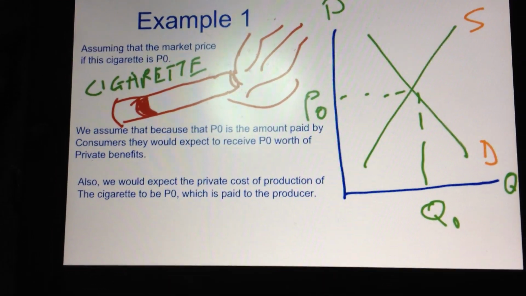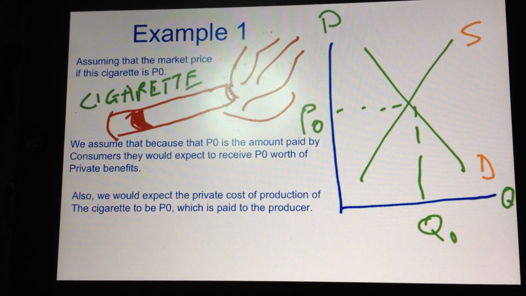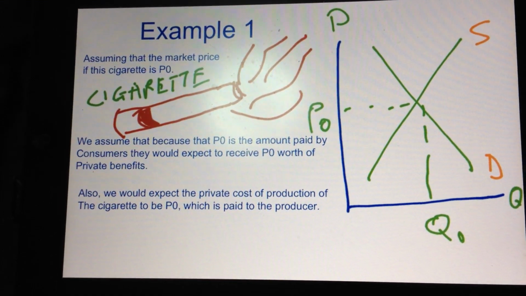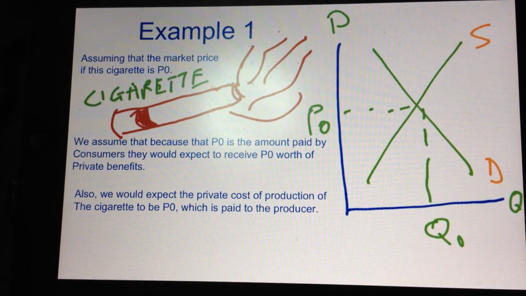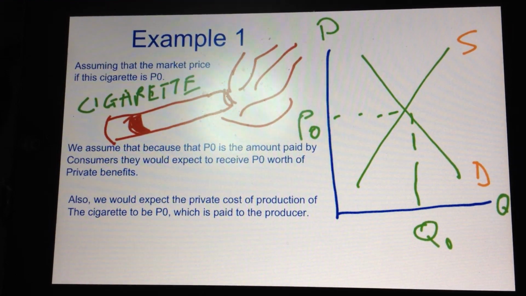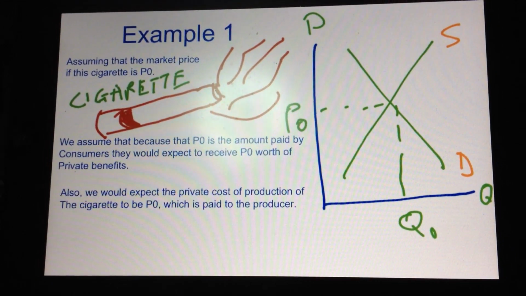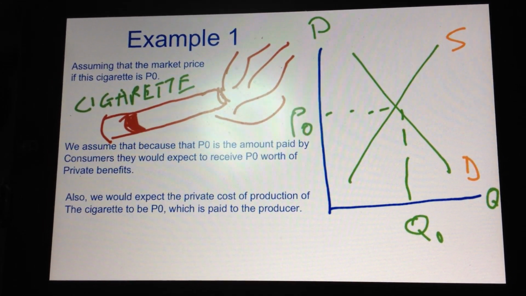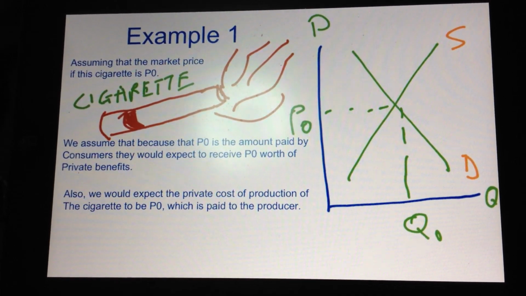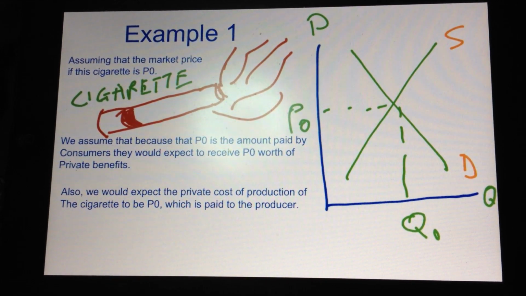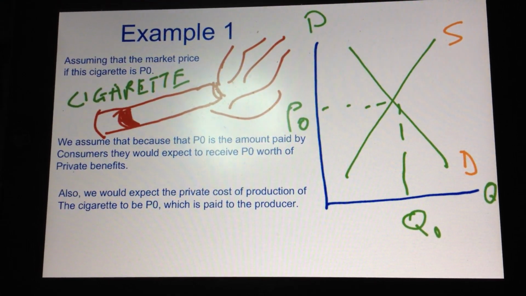Now assuming that the buying and selling of these cigarettes takes place in a market where the market clearing price is P0 and the market clearing quantity is Q0. We assume that P0 is the amount paid by the consumer, and they would expect P0 worth of private benefits. The price per unit of the cigarette represents the benefit that the consumer will get by paying for this cigarette. Of course they want to benefit from smoking that cigarette, so they pay price P0. P0 represents the benefit that they get from smoking the cigarette.